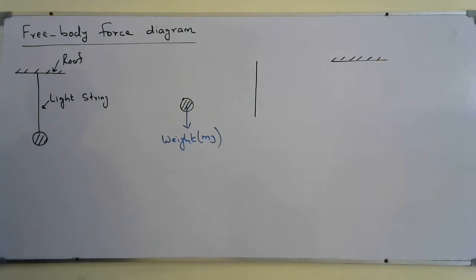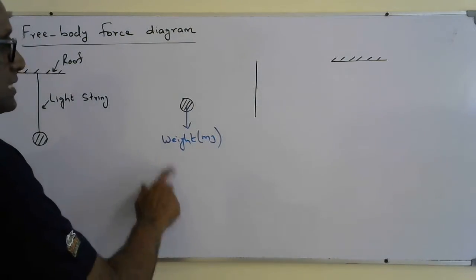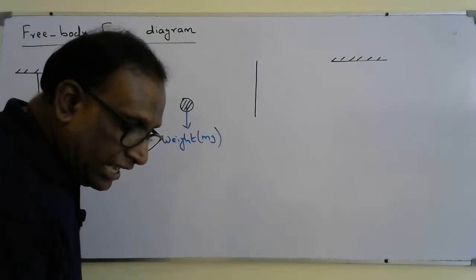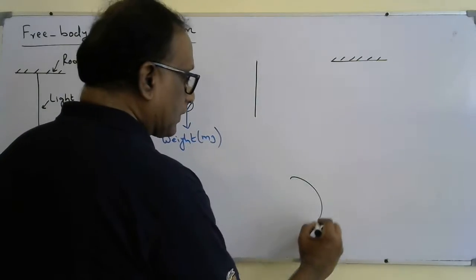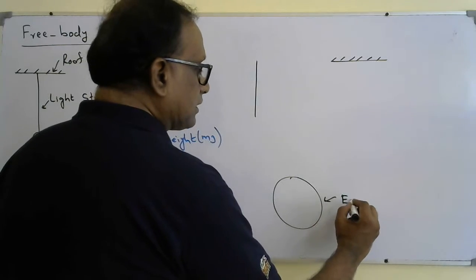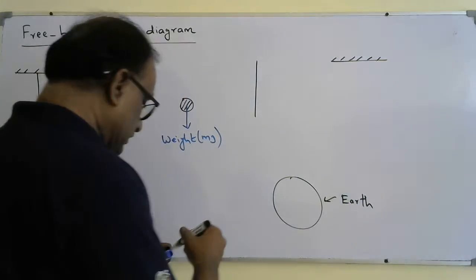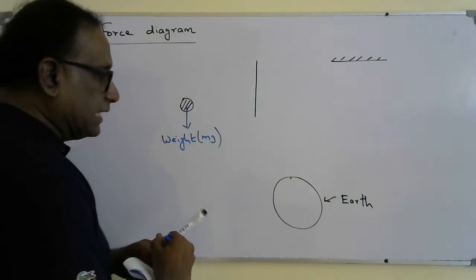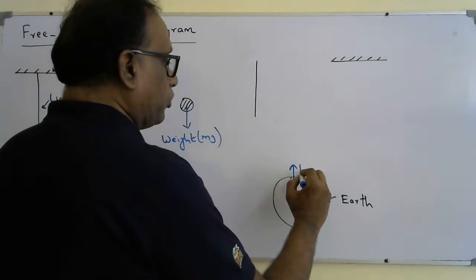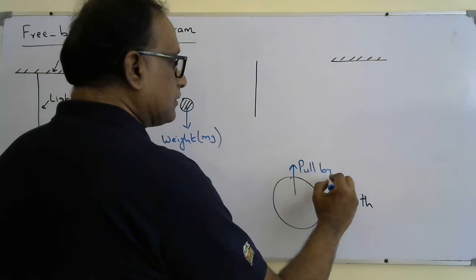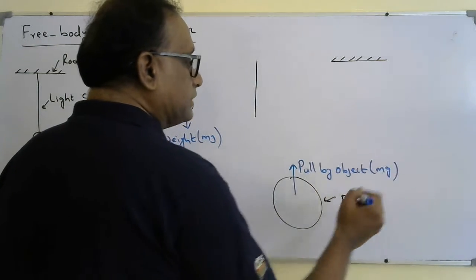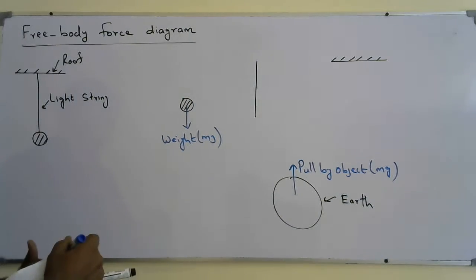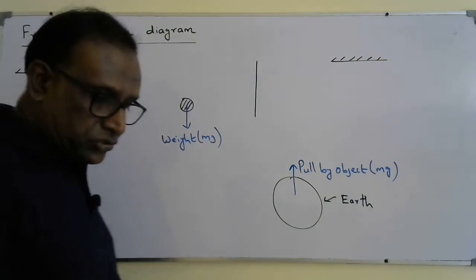Okay, so the object is pulled by the earth downwards. That is called the weight of the object. If I want to draw the third law pair of this force, then I should draw the earth. So that's the earth. The earth pulls the object down, so the object will pull the earth upwards. So I can say pull by object. What will be the magnitude? That is also mg, because of Newton's third law. I'm using the same color for third law pairs of forces.